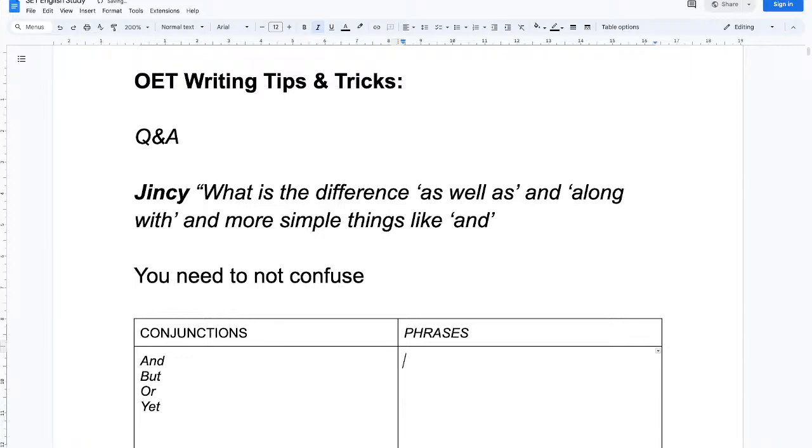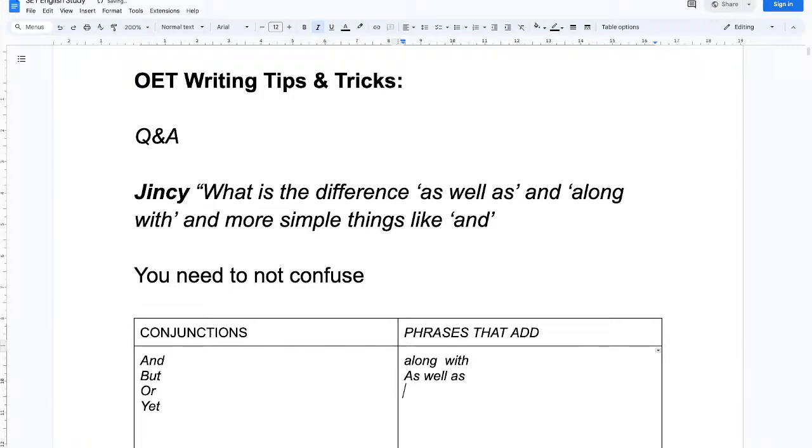When it comes to phrases, I'm going to call these phrases that join, or phrases that, let's say, add. Here we would have things like "along with," and we would also have things like "as well as."